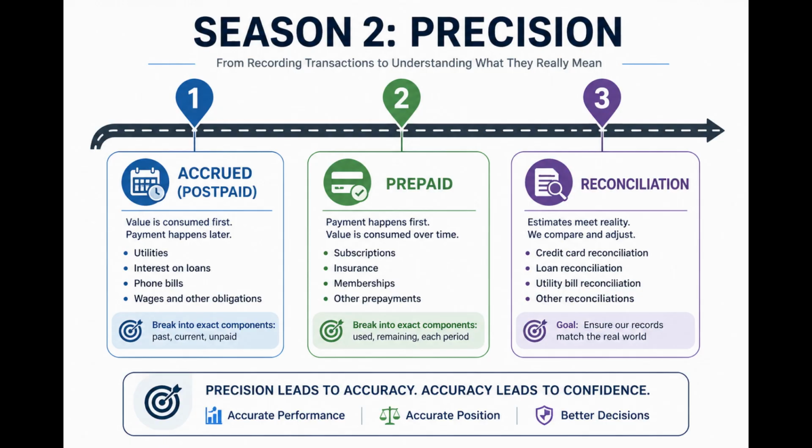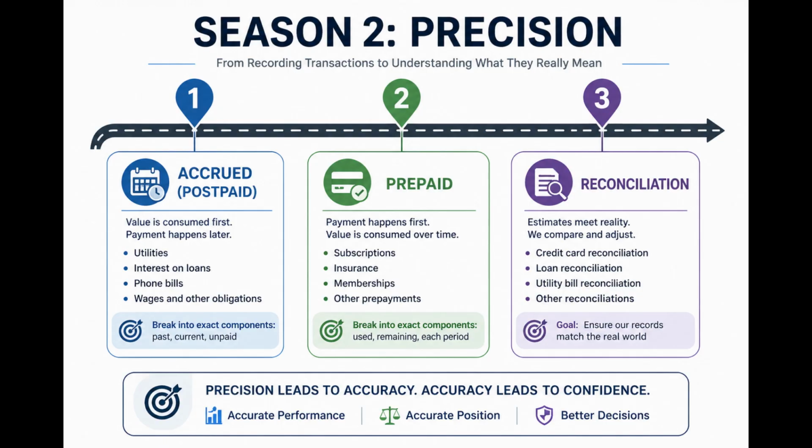Insurance is another very common prepaid expense that people have if they pay for more than the current month in advance. And memberships, whether that be gym memberships or spin class memberships or whatever the case is. And again, we will break these into what has been used, what remains as an asset, and what belongs in each reporting period.